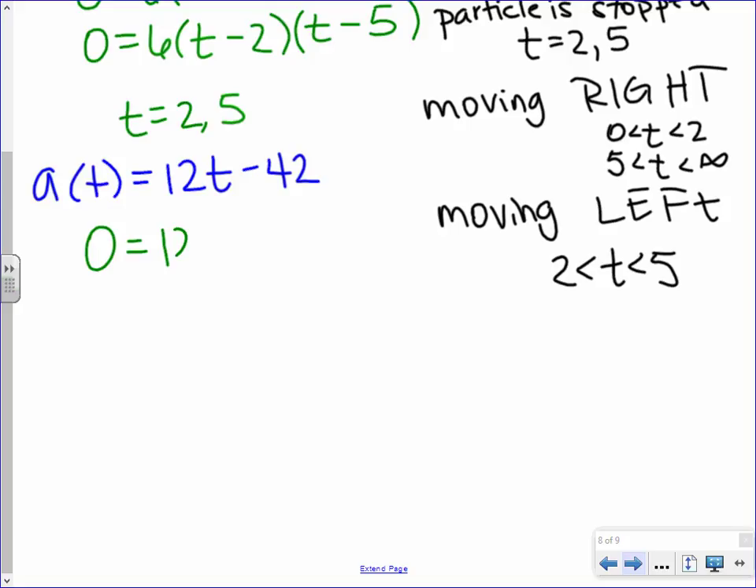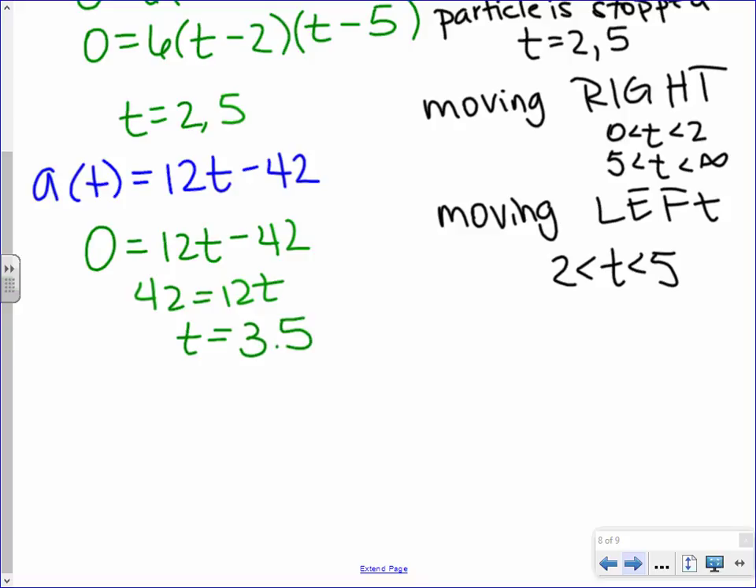So let's see, we can factor out a 12. No, we can't factor out a 12. What can we factor out? Well, it's not going to matter. If 42 equals 12t, what is t? 7 halves or 3.5? I like 3.5 because if time is seconds, we're probably going to say 3.5 seconds, not 7 halves seconds, right? Do you agree with me there?